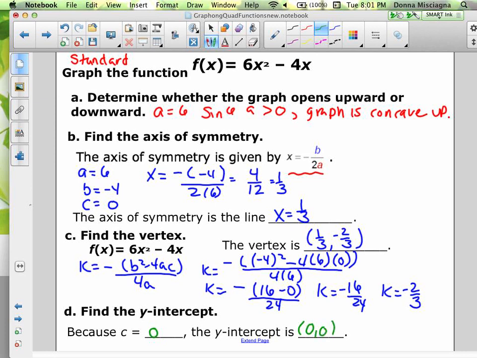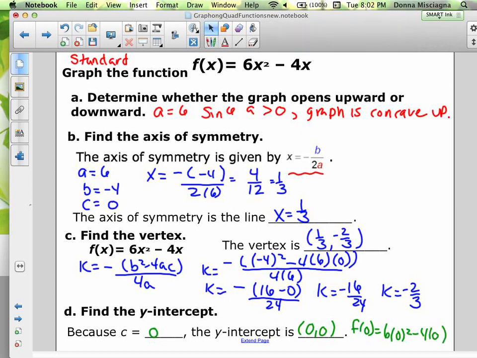And if you're ever not sure, you can always plug in 0, right? So f of 0 would be 6 times 0 squared. Actually, let's put it over here. It's all smooshing in with my k. So f of 0 would be 6 times 0 squared minus 4 times 0. Well, that's clearly 0, just in case you're not sure.